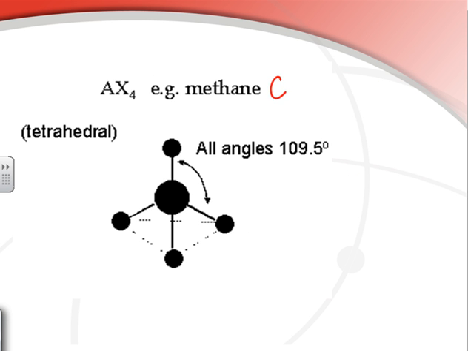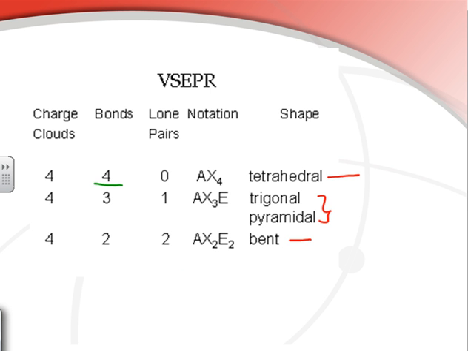What's your formula for methane? Hopefully you guys all know. CH4. So in this case, I've got one central atom, my carbon in the middle here, and it's bonded to 4 hydrogens, no lone pairs. So, 4 bonds, no lone pairs, tetrahedral.